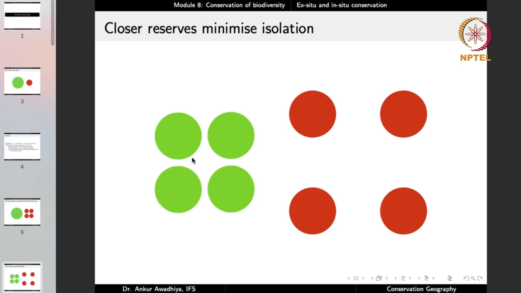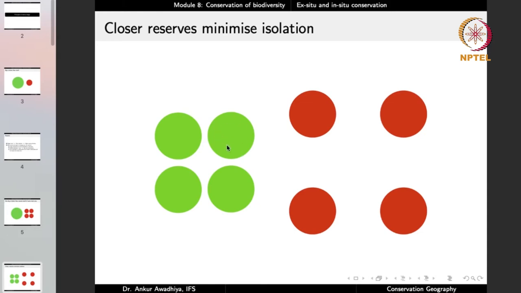Next, if you do not have the option to make a large size reserve, at least try to make reserves that are close together. Now, why is that so? Because when you consider reserves that are close together, then the animals can move from one reserve to another very easily. So there is very little human-dominated landscape that these animals will have to traverse. And with frequent movements, these small populations will start to behave like a big population, or a population of populations, also known as a metapopulation.